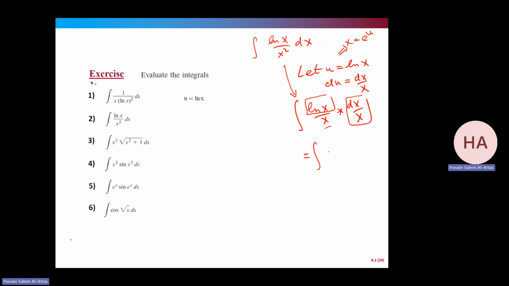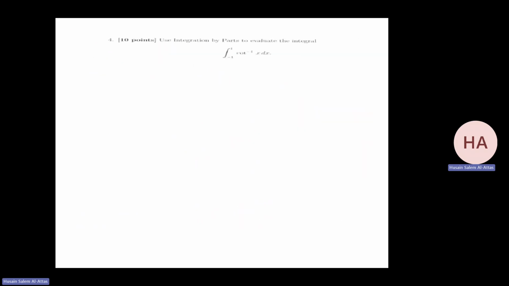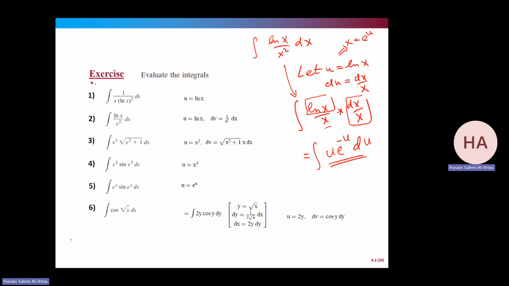So this integral will be, I have ln x is u, x is e to the power u, so u times e to the power minus u du. And now I need integration by parts. So it's two things, substitution and integration by parts. Or you can do integration by parts from the beginning. We should get the same answer. Yeah, we'll do it in the next slides. I will do those 6 problems. Okay.